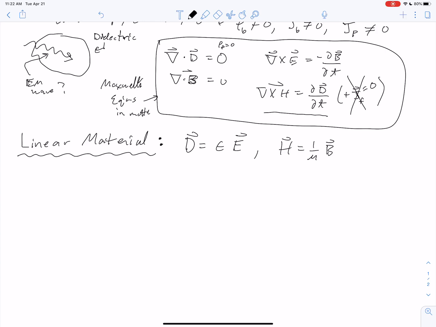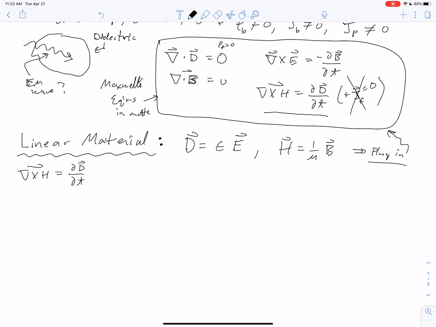And so what we can do then is plug it into these Maxwell's equations. We plug those in, and then we see that Ampere's law, which was the most complicated one, becomes rather simple. Del cross H equals dD/dt. This is the only one that was pretty different.